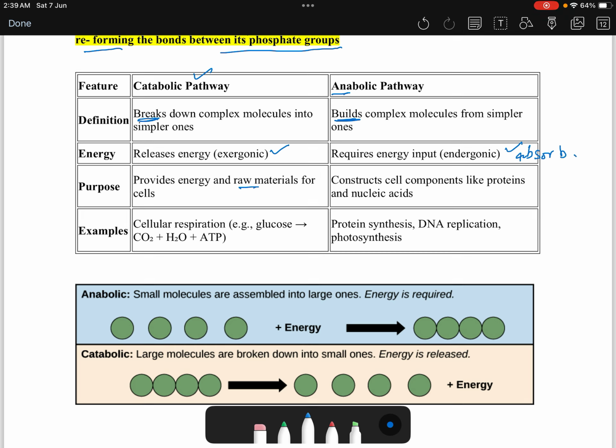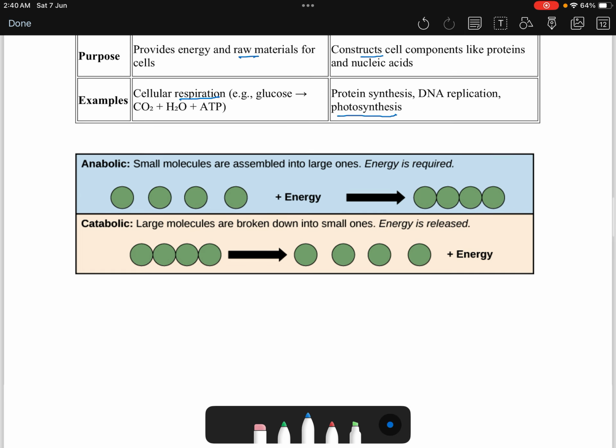Purpose: provide energy and raw materials for the cells, and construct the cells and the other molecules for the body, like proteins and nucleic acids. An example of catabolic is respiration, and an example of anabolic is photosynthesis. So these are the major examples. The remaining you can also learn.